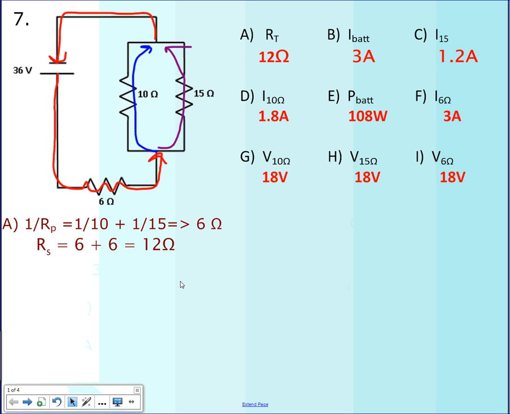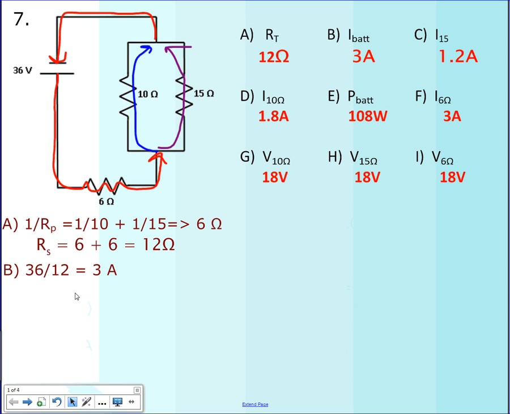So moving on to part B, if you want the current that comes out of the battery, of course current is using Ohm's law, the voltage of the battery divided by the resistance. So the battery is 36. We just figured out in part A that the total resistance is 12. So we know now that 3 amps comes out of the battery, and everywhere where there's a red line, because that's in series with the battery, there's 3 amps.